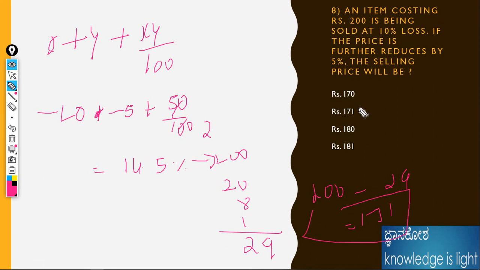This is the long method because I can solve it another way also. 171 is the answer. How did I calculate? Since 14.5% is difficult to solve directly, I split it up: 10% of 200 is 20, 4% of 200 is 8, and 0.5% of 200 is 1. That is 29. We need to subtract the 29 from the overall cost price of 200. That means the selling price would be 171.